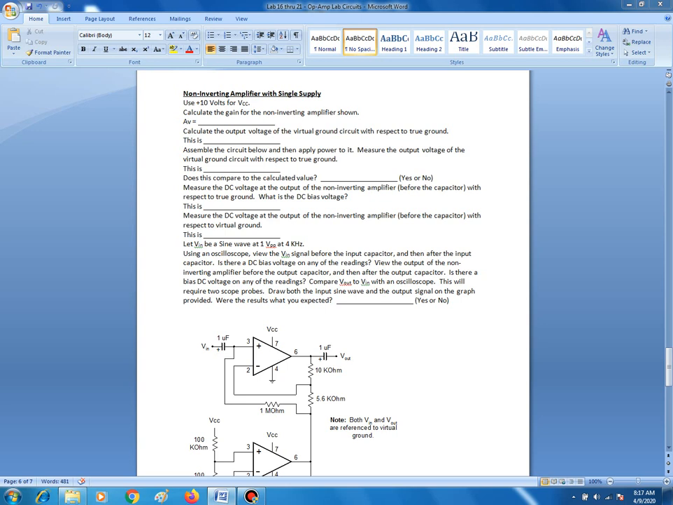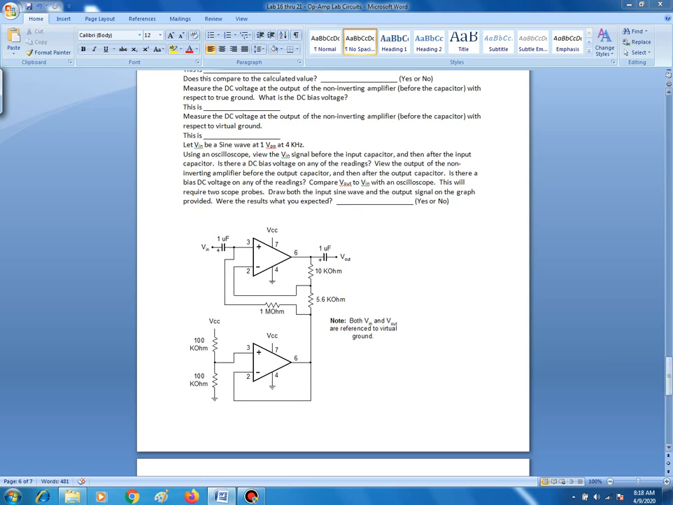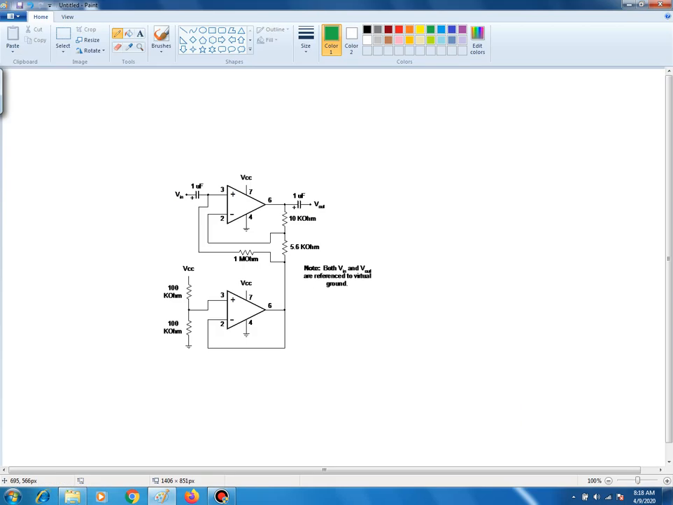This last particular lab was creating a non-inverting amplifier but with a single voltage supply. And what I want to do is just basically make note of the circuit. So let me go ahead and put this up so we can analyze it a bit further. So as stated, this is a non-inverting amplifier. We have what we would call our R2 value here. The 5.6K is our R1 value. And this in most cases was going to be reference to ground.